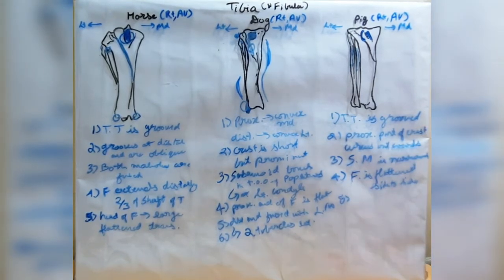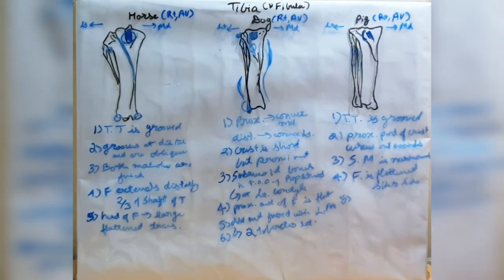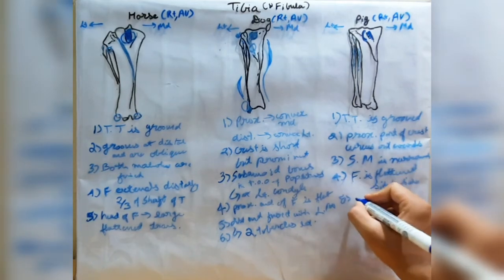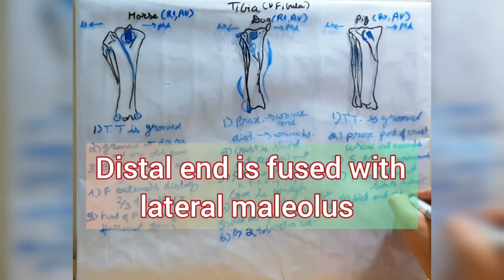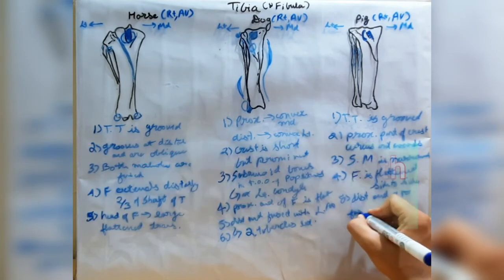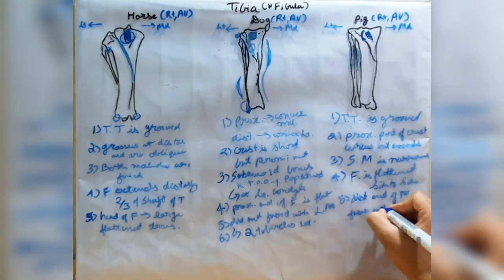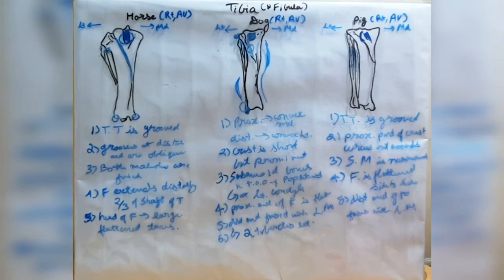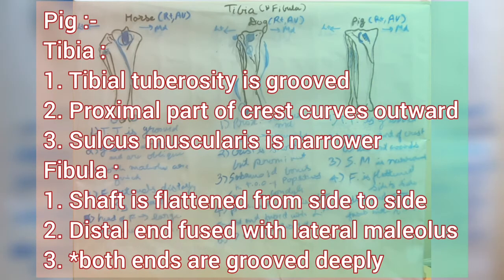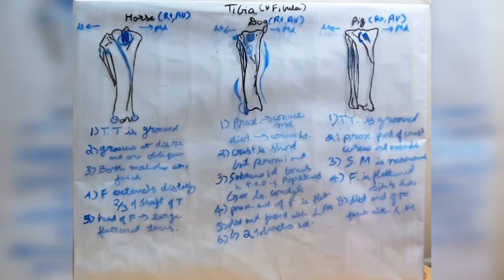The next point is the distal end fuses with the lateral malleolus just like in case of dog. So distal end of fibula fuses with lateral malleolus just like the dog. So this is it for the tibia and fibula of pig, and I hope you like this video.